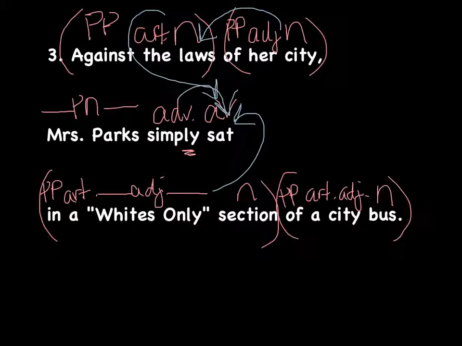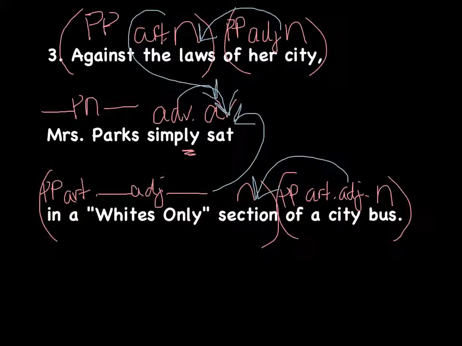Then the final prepositional phrase we have is of a city. Remember I told you that of usually links to the noun before it. So I'm going to check that. I'm going to say what section? The section of a city bus. So this prepositional phrase actually modifies the noun section, which is acting as the object of the preposition in the prepositional phrase before it. Now, I'm looking through here and I know that I have labeled all of my words. I've also identified what words are being modified.